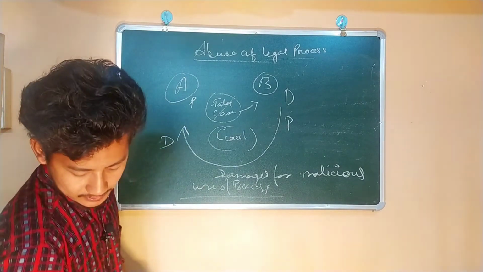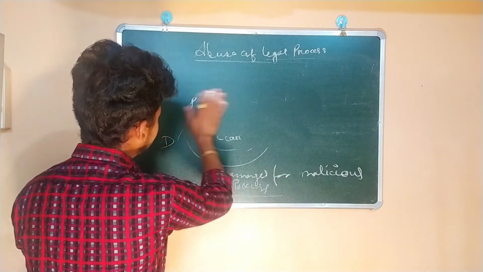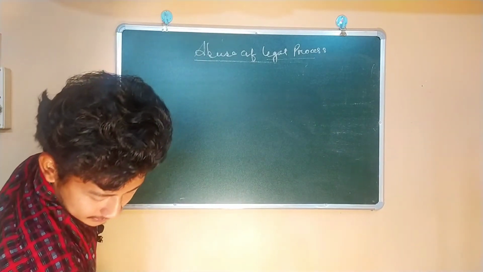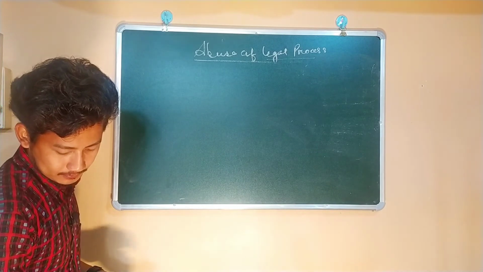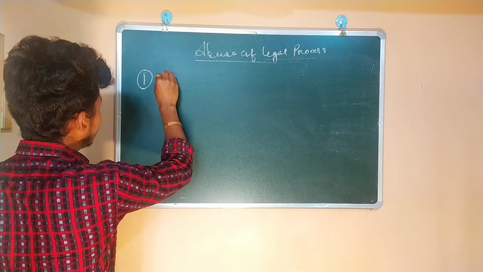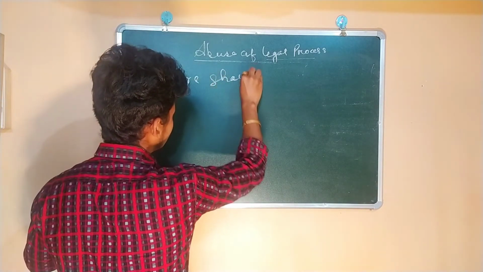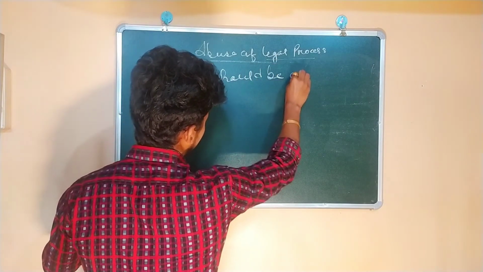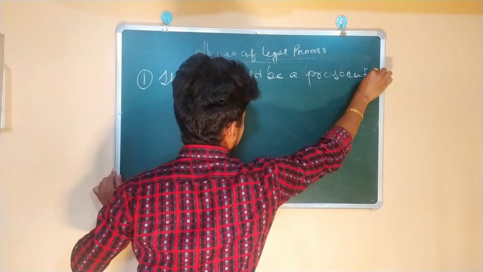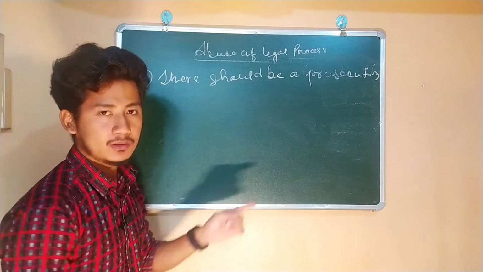Now we will see the essentials of the abuse of legal process. So number one essential is that there should be a prosecution. There should be a prosecution. It is the number one requirement that there should be a prosecution.